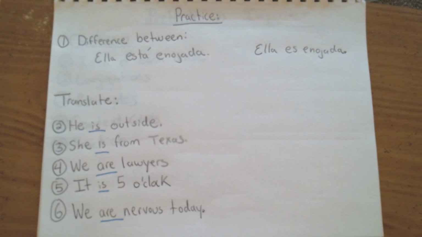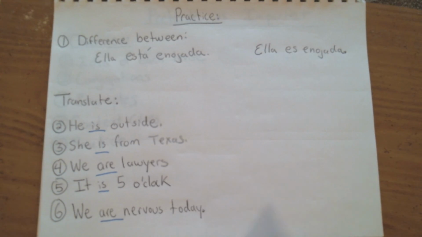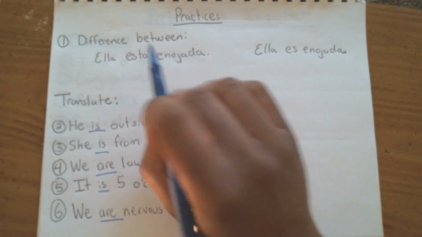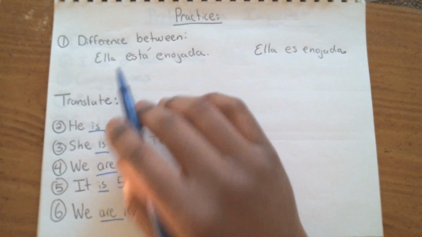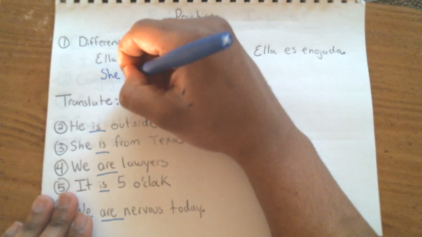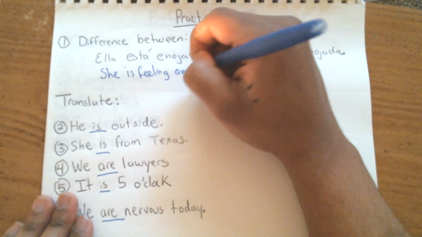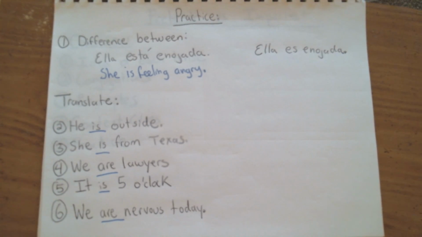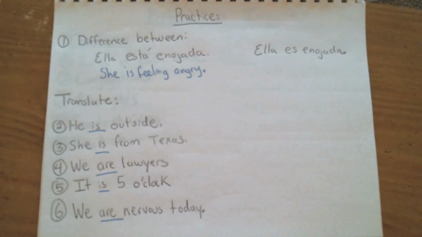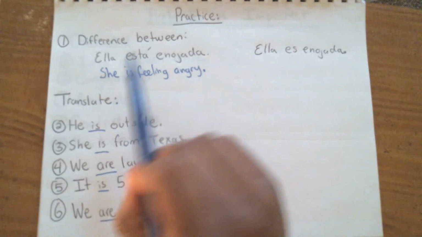Now, the first thing I asked you to do is differentiate between the statement ella está enojada and ella es enojada. What is the difference between these two? Well, you know that using estar here makes this a temporary thing, makes it a mood, makes it momentary. So what this is literally saying is she is feeling angry, okay? So this is like she is feeling angry, like she's angry, or she is angry, or another way to say it is like she is angry today, or she is angry right now. So this is talking about a feeling or a mood, okay? So it's temporary. She is feeling angry.